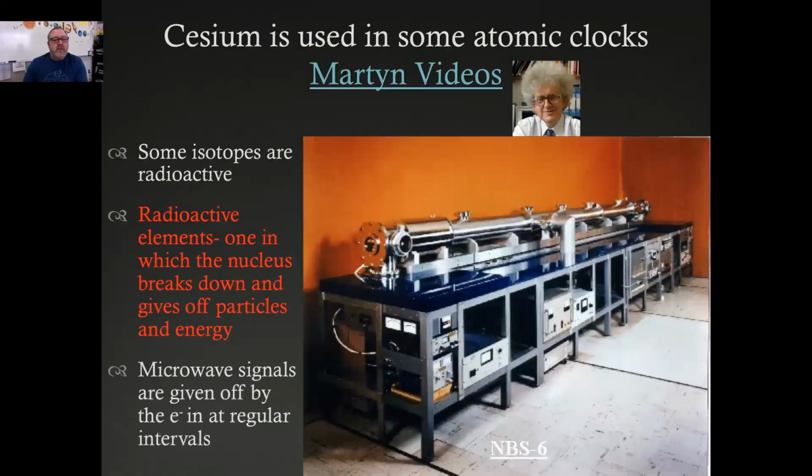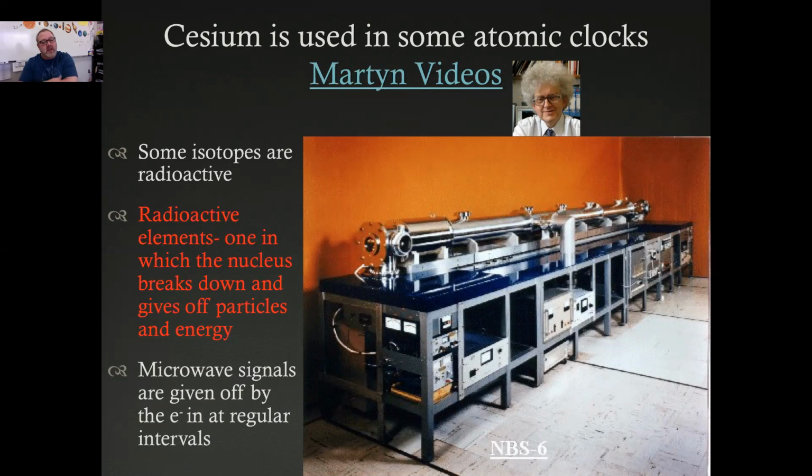Okay. Cesium is one of the group 1 elements. It's one of the alkali metals. It gets used in atomic clocks, as a matter of fact. Some of the isotopes are radioactive, and if they are radioactive elements, that just means that their nucleus will break down or give off particles every so often. Those elements have a half-life, and that's how long it takes for their nucleus to decay away. We'll get into details of that more in a different chapter.